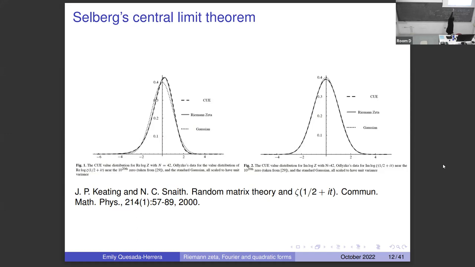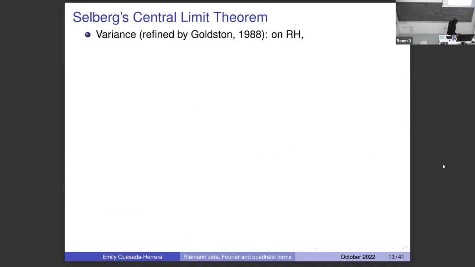This graph is taken from this paper of Gonek and Snaith, but the data was included by this group. So we might want to try to understand why there is this divergence between the two cases of the real part of the logarithm and the imaginary part of the logarithm. For example, we can try to compute the variance with more precision.